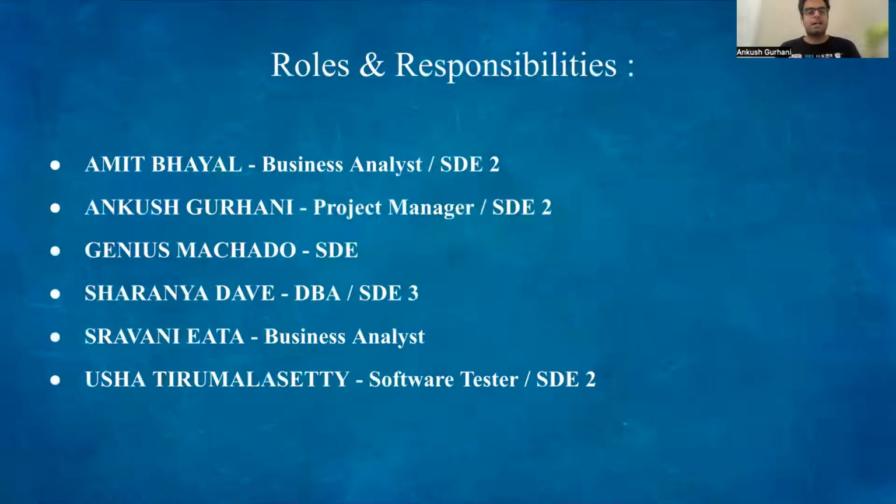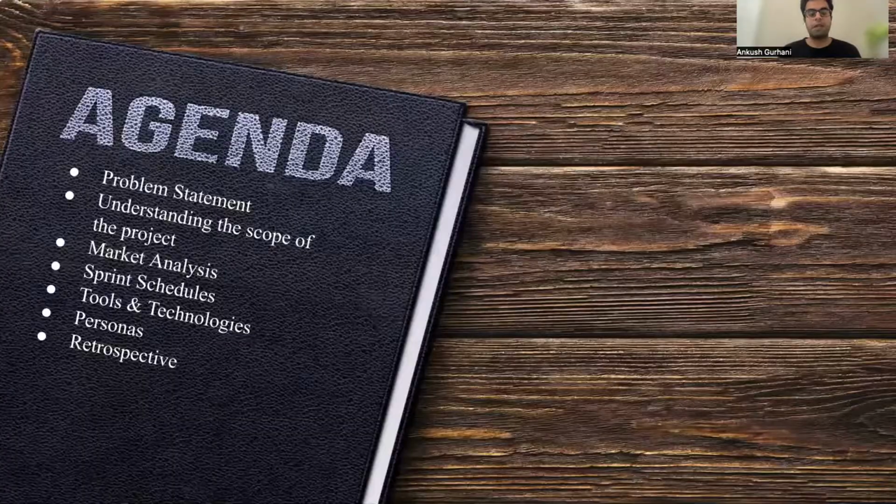Roles and responsibility, we have 6 members in the team. Amit Bayal, who's going to be a business analyst and a software developer. Ankush Kurani, that is myself. I'm going to be a project manager and a software developer. Genius, who's going to be a software developer. Sharanya, who's going to be a database administrator and a software developer. Shavni is going to be a business analyst. Usha is going to be a software tester and developer.